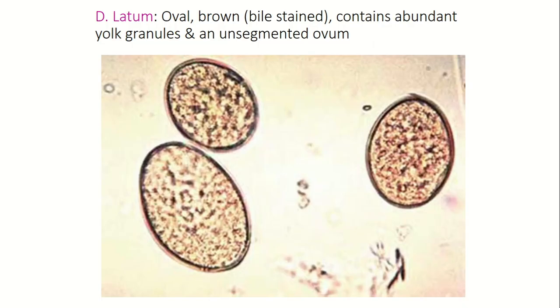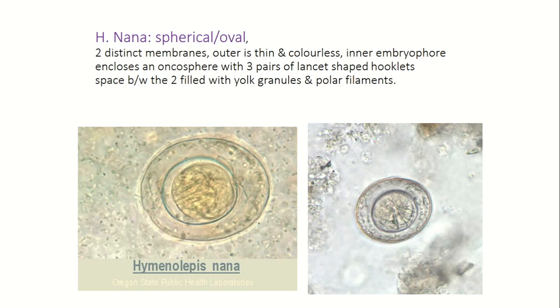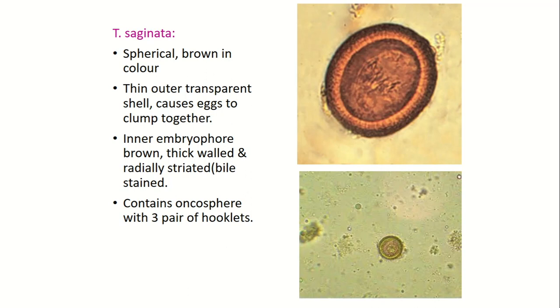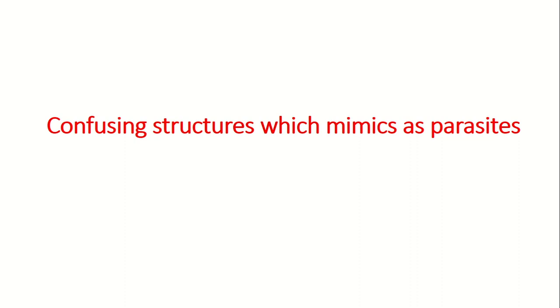D. latum, that is the fish tapeworm. You can see these unsegmented yolk granules in the egg. Now H. nana, Hymenolepis nana, again has two distinct membranes, the outer thin and colorless, and the inner embryophore having three pairs of hooklets. You can see these are the three pairs of hooklets over here. So this is the H. nana egg. Taenia saginata, a very important parasite, and this is the typical outer membrane of its egg, and this is the inner embryo.